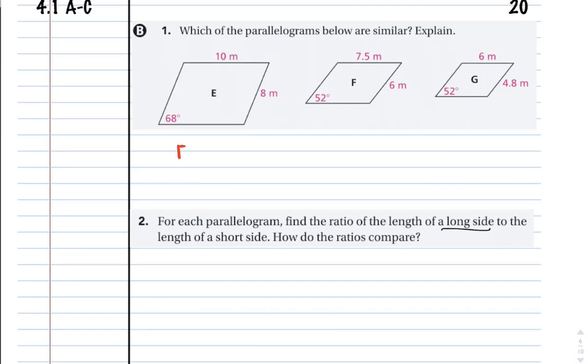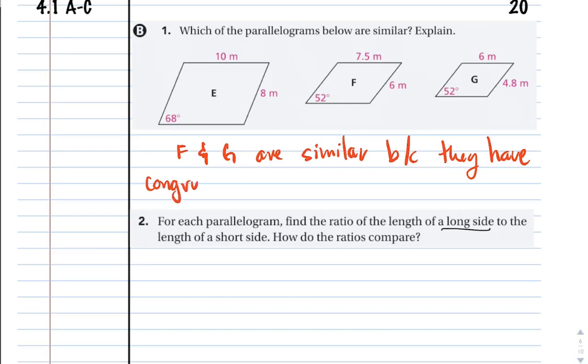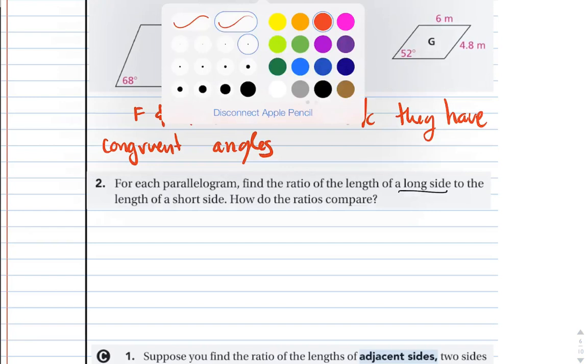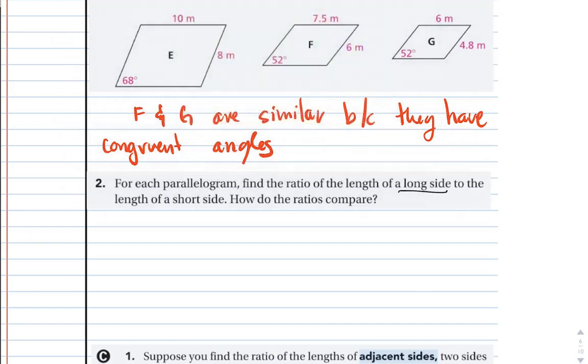Okay. So which of the parallelograms are similar? I'll say F and G are similar because they have congruent angles. Okay, now it says for each parallelogram, find the ratio of the side lengths of long to short. So I'll do the same thing we did before. Here's my short side, short side, short side. Here's my long side, long side, long side. It says long side, so I'll do long side first. Long side over short side.